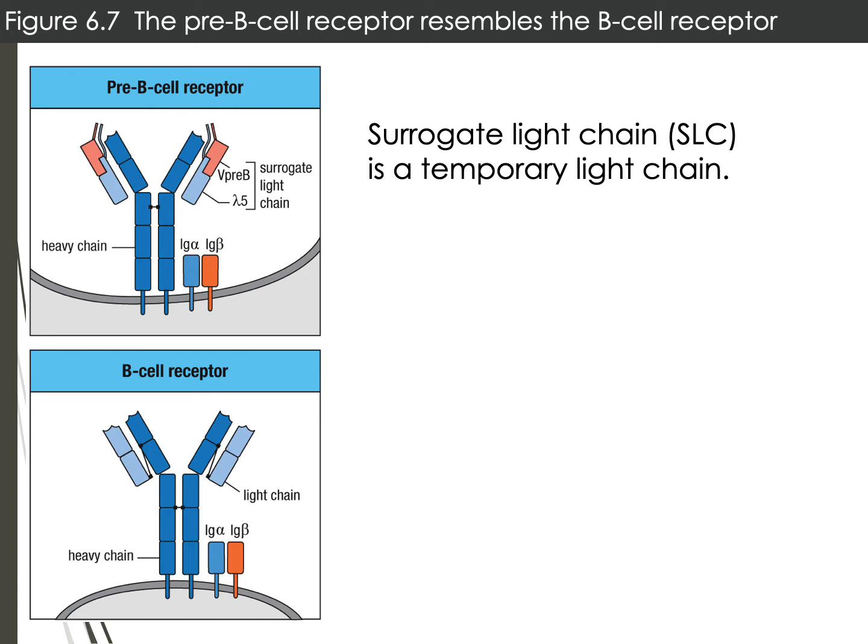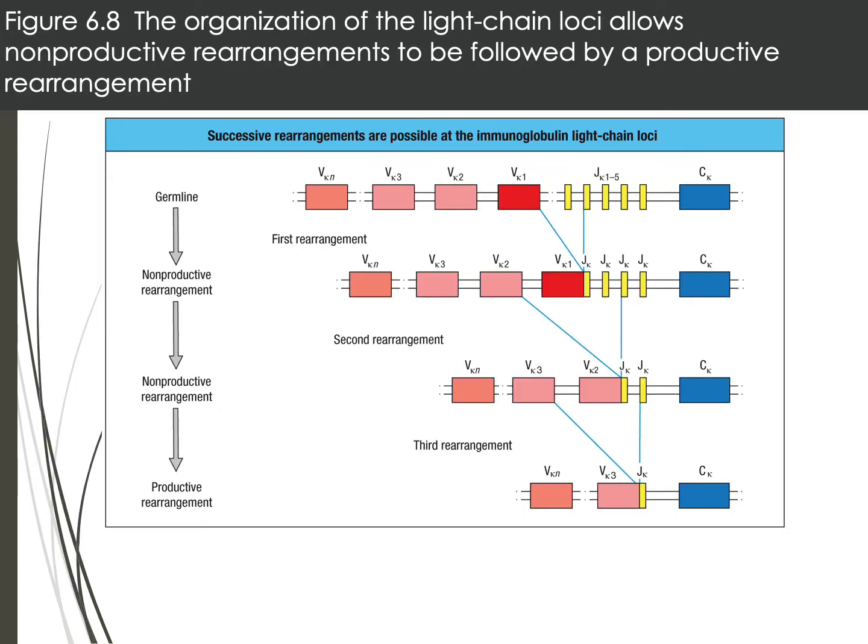Then we're going to go back and make a light chain, right? So the surrogate light chain is just a surrogate, it's just a fill-in to assess the heavy chain. So then with the light chain, we're going to undergo gene segment recombination or somatic recombination. So we are going to select a V and a J randomly to come together to make that coding exon for it.